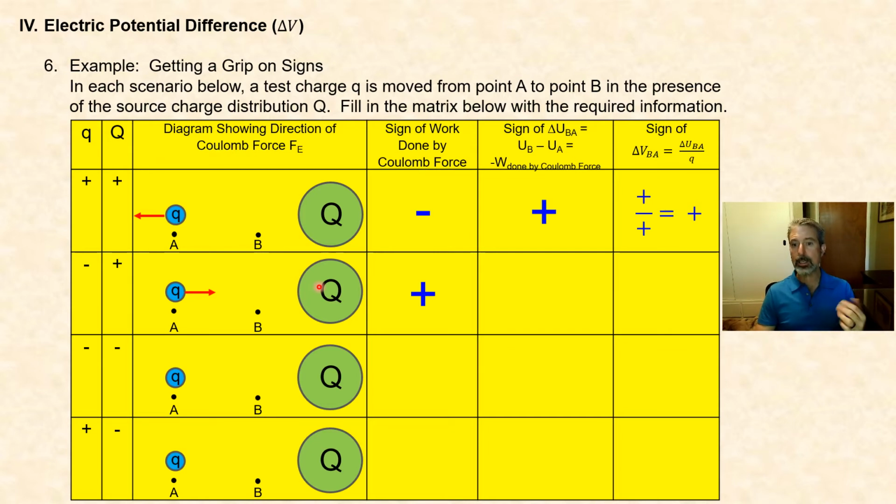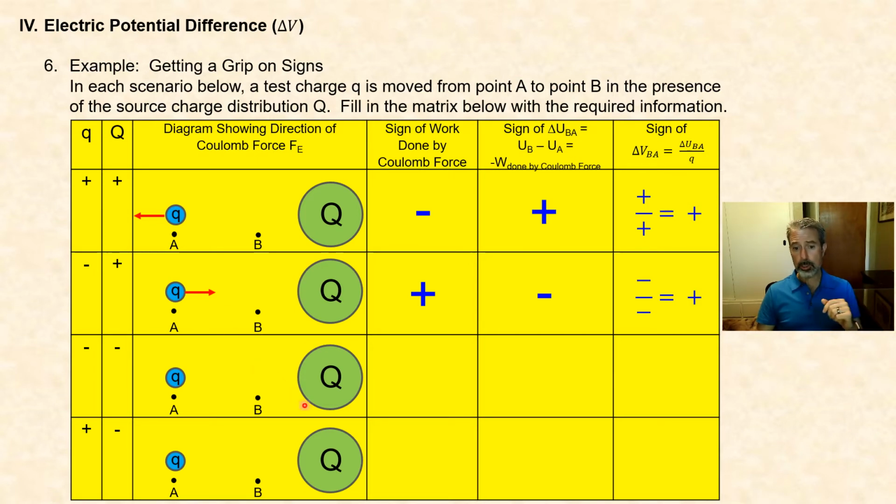In which case, the change in potential energy, which is just the opposite of the work done by the Coulomb force, will now be negative. And when we calculate the electric potential difference between those 2 points, the electric potential energy difference we said is negative, and the sign of the field charge is negative. When you take a negative divided by a negative, you still end up with a positive electric potential difference between point A and point B.